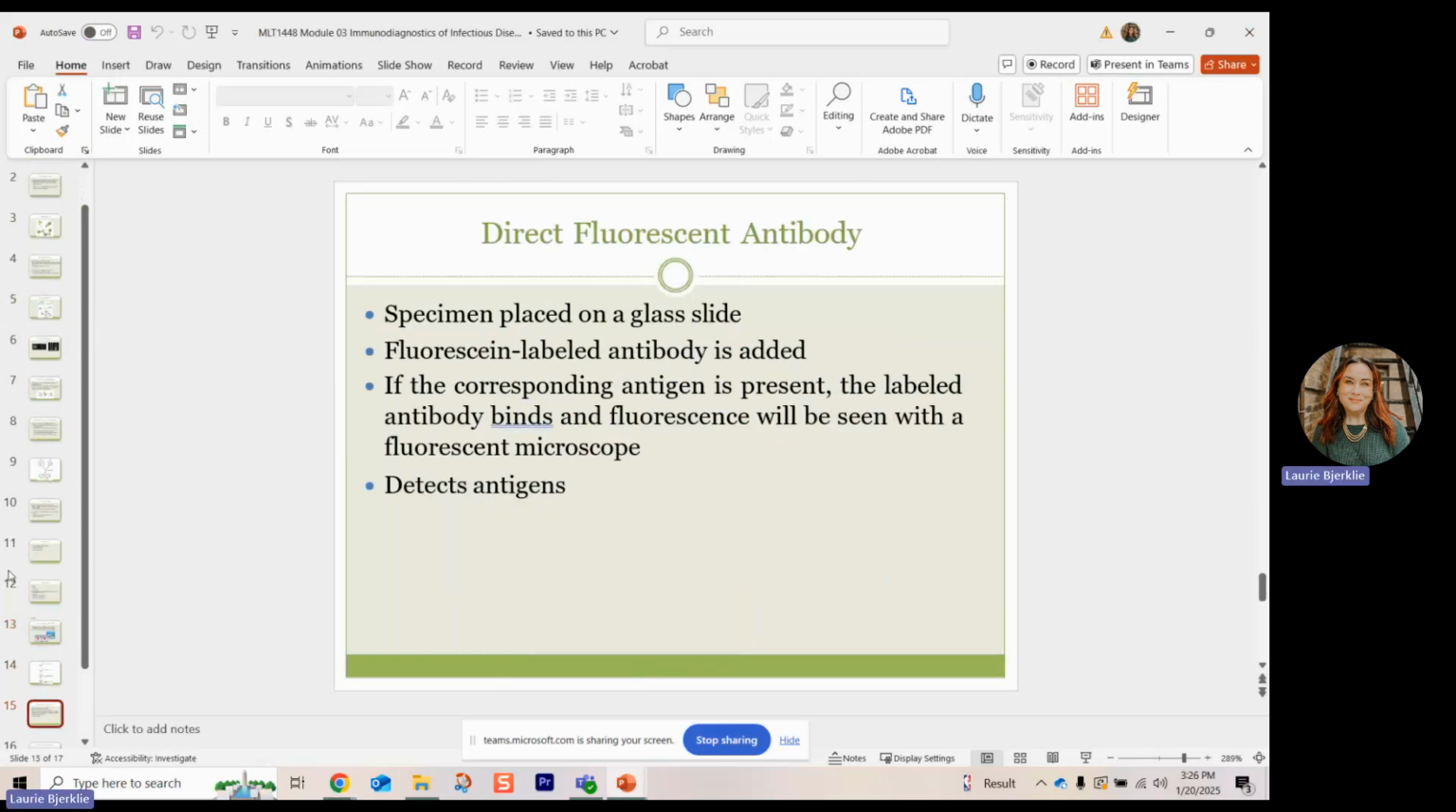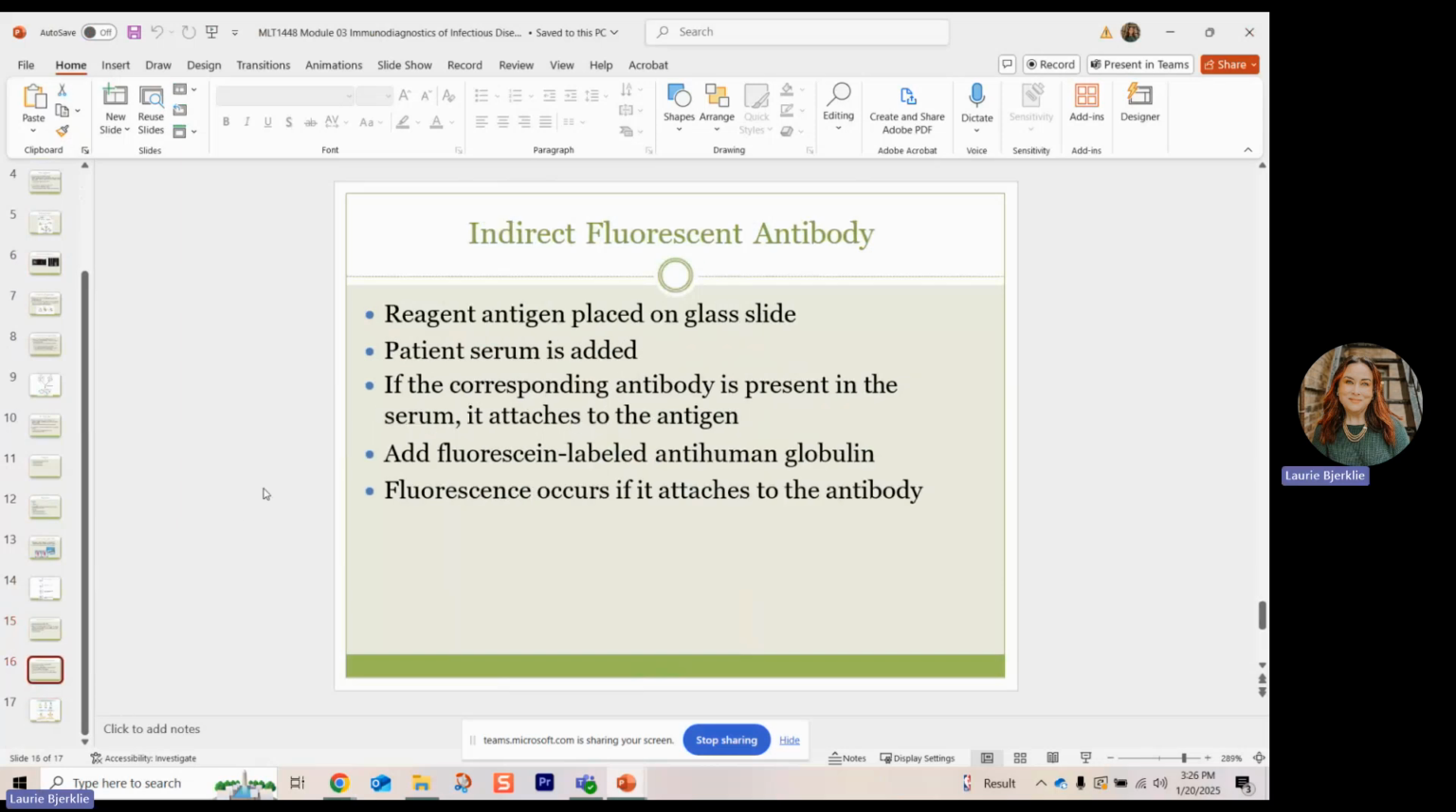Again, very similar method with direct fluorescent antibody. As in this case, you're using a fluorescent labeled antibody, so it's, of course, going to fluoresce when it binds together. And then you can see that with a fluorescent microscope as well. Indirect fluorescent antibody, same premise, just an extra step added on.